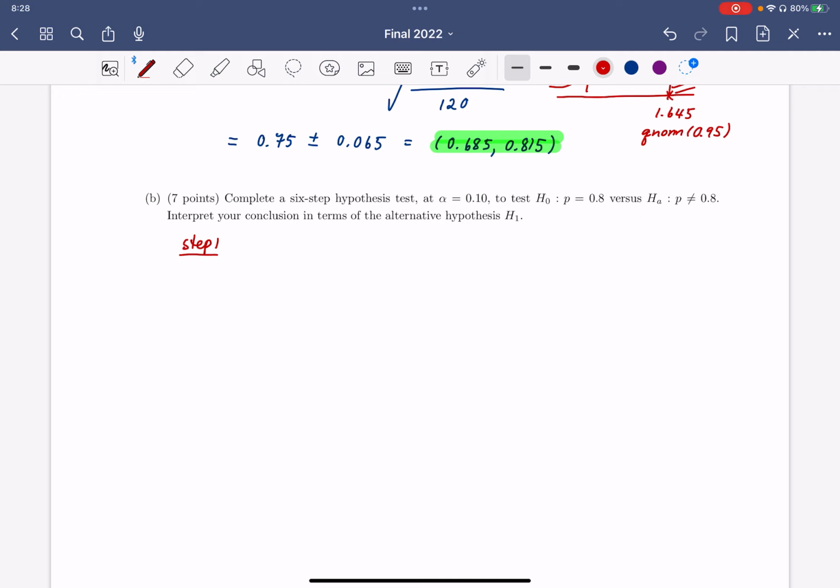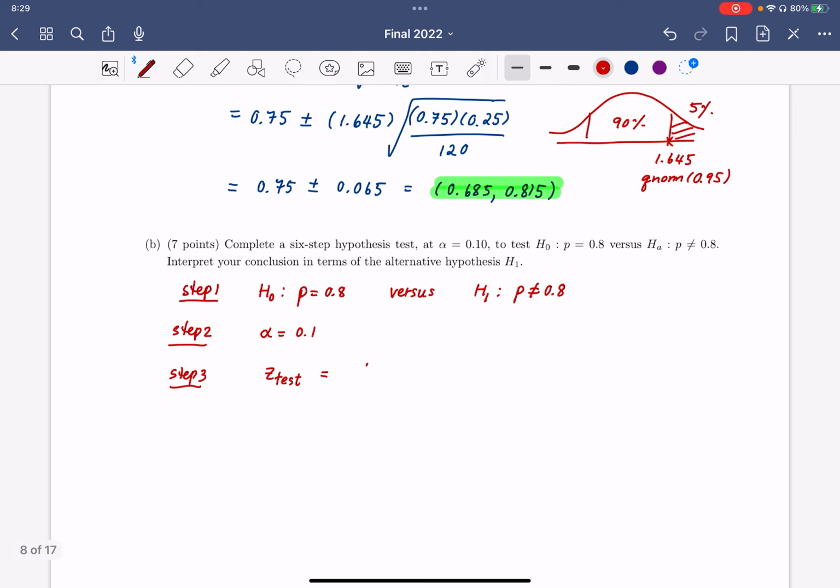So step number 1, we're going to do H0. This is the case that you're going to test P equal to 0.8, versus the claim that said 80%, so we're going to test P equal to 0.8 versus P not equal to 0.8. All right, step 2, you're going to do alpha equal to 0.1. All right, step 3. This time you're going to compute the Z test statistic. You can look up the formula sheet one more time: P hat minus P0 over square root of P0 times 1 minus P0 over N.